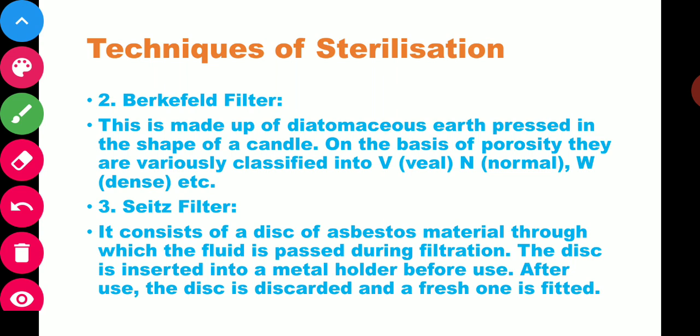The Berkefeld filter is made of diatomaceous earth, that is, diatoms, algae, which are used for this purpose, and it is pressed in the shape of a candle. On the basis of porosity, they are classified as veil, normal and dense. Third is the Seitz filter. It consists of a disc of asbestos material through which the fluid is passed for filtration. The disc is inserted into a metal holder before use. After use, the disc is discarded and a fresh one is fitted.